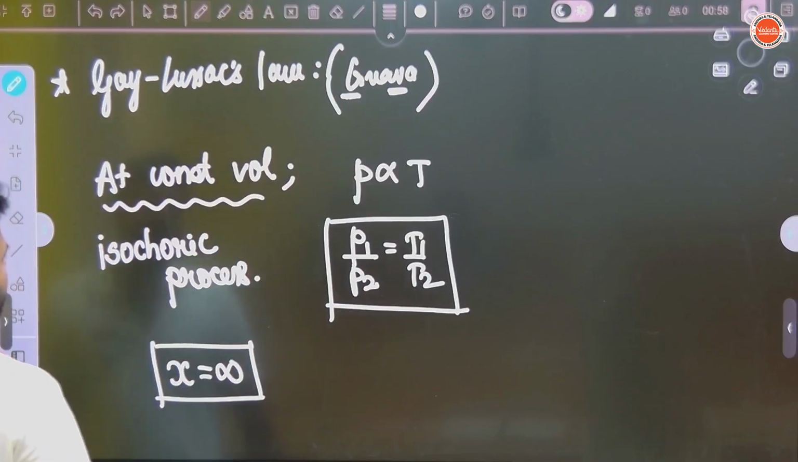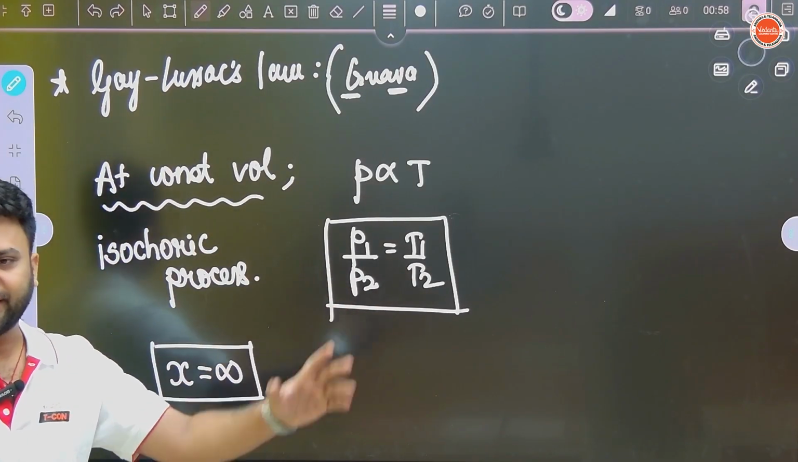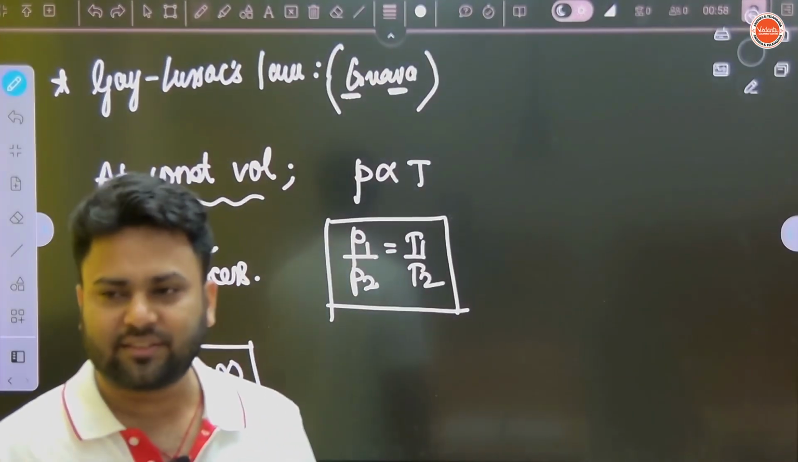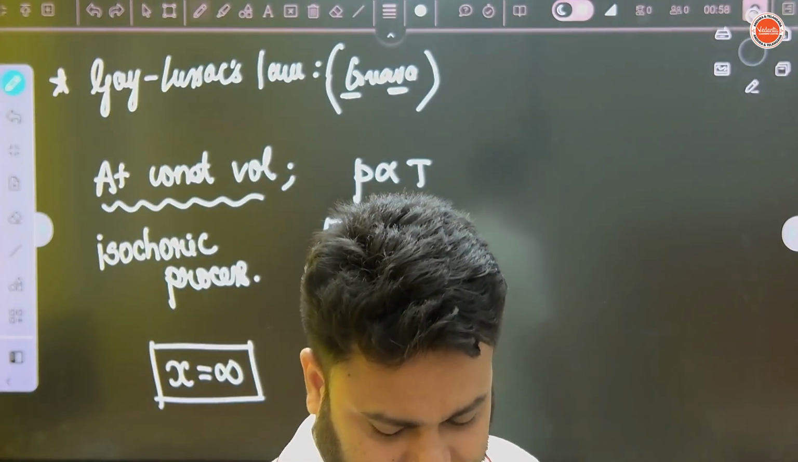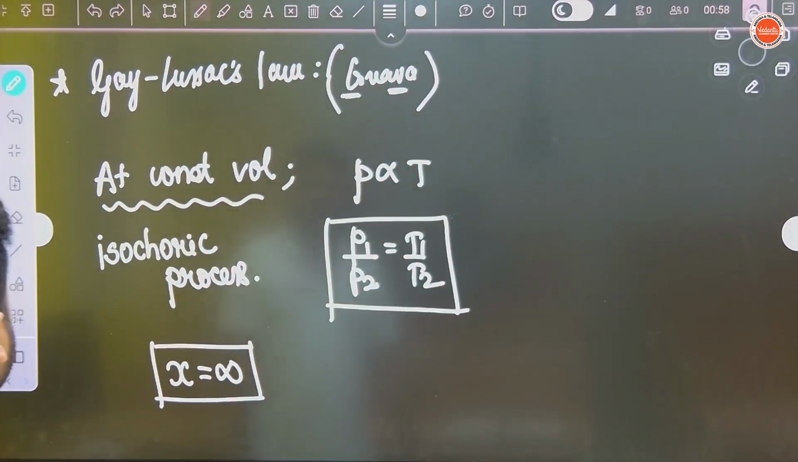So these are some of the processes, and we have to remember the relations. They can ask these questions anytime.